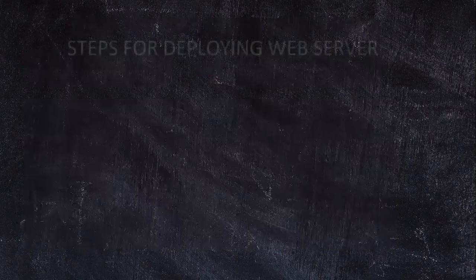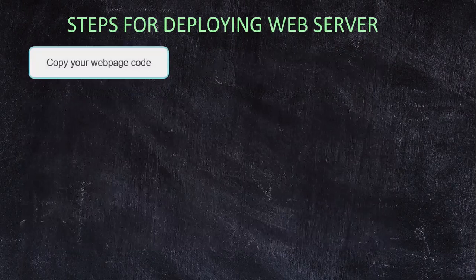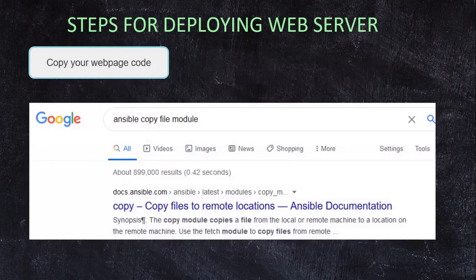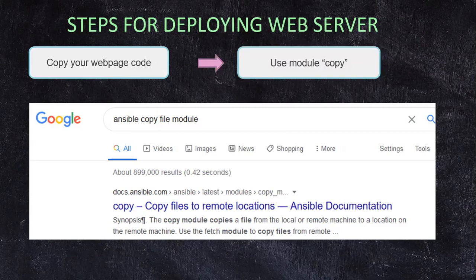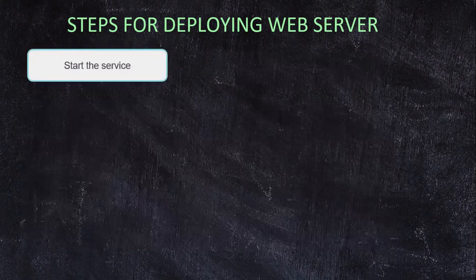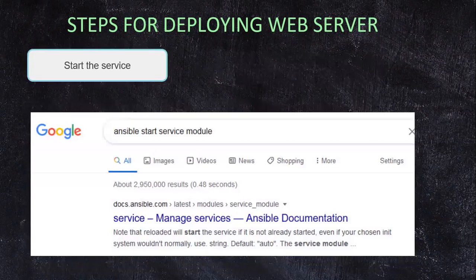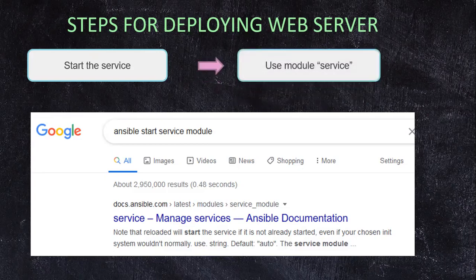Let's go on to the second step, which is copying the web page code. We again ask Google and check the documentation. Here, we find that Ansible has a specific module called copy. So for this second step, we are going to use the module copy. Then for the third step, in which we are going to start the service, again we refer to Ansible's documentation. It says that there is a module called service, which can help you manage the services. So I'm going to use a module called service.